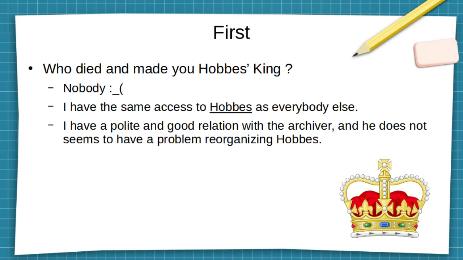I have the same access to Hobbes as everybody else. I just need to upload the file and the TXT file, just like everybody, to reorganize. I have a polite and good relation with the archiver. I send some emails from time to time, but I don't have any kind of special access. When I started, I wanted to see if I could have access to the database to change the data more easily and faster, but I never got a reply. So I started just uploading the files and the TXT files with them.